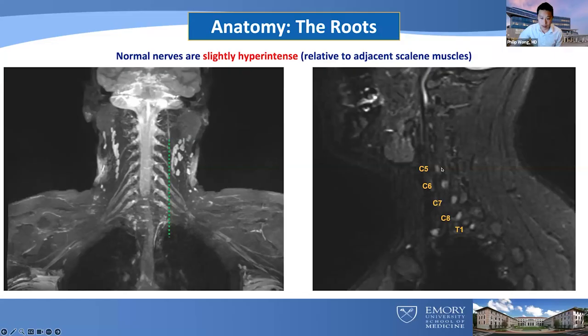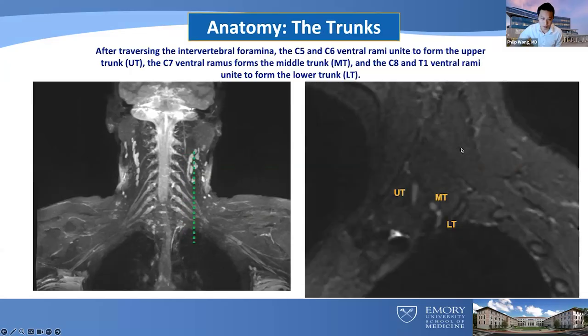Normal nerves are slightly hyperintense to the adjacent scalene muscles. They should not be the signal of an adjacent vessel, which would be too bright. As we come a little more laterally, we're at the level of the upper trunk. C5 and C6, also called the ventral rami or the postganglionic nerve roots, form the upper trunk. C7 continues as the middle trunk. C8 and T1 together form the lower trunk.